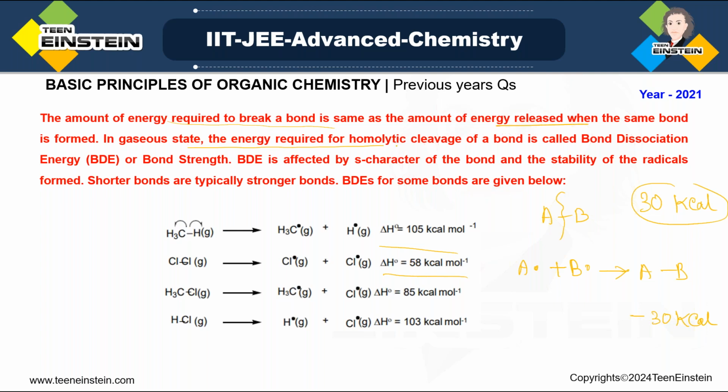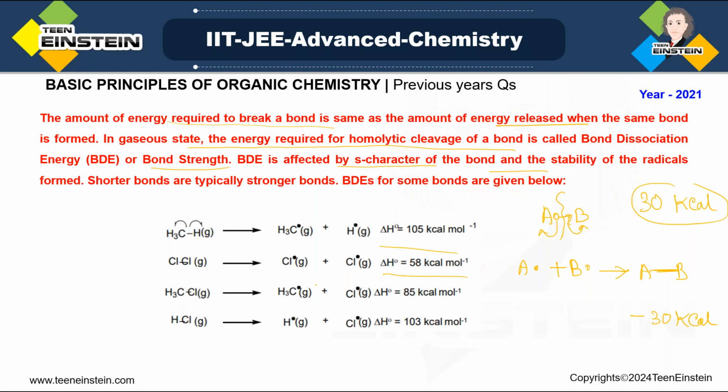Now in gaseous state, the energy required for homolytic cleavage of a bond is called bond dissociation energy, in short BDE. It is also the indicator of bond strength. Now homolytic cleavage means both the electrons are not going to the same atom; one electron is going to A, another electron is going to B. So that is why it is homolytic cleavage. Now bond dissociation energy is affected by s character of the bond. So higher is the s character of this bond, more energy you have to spend.